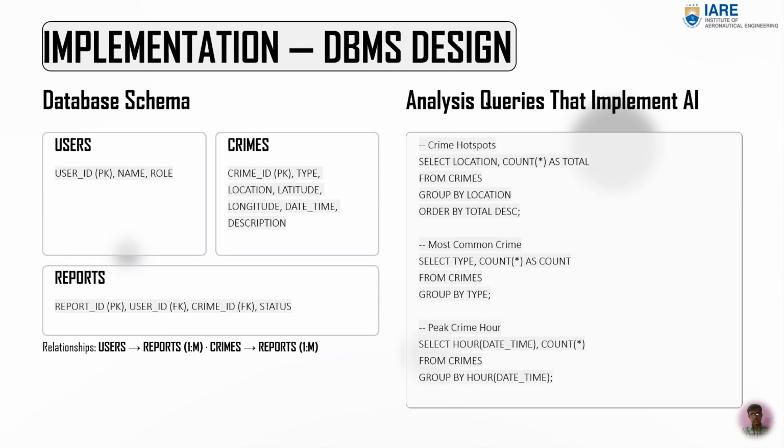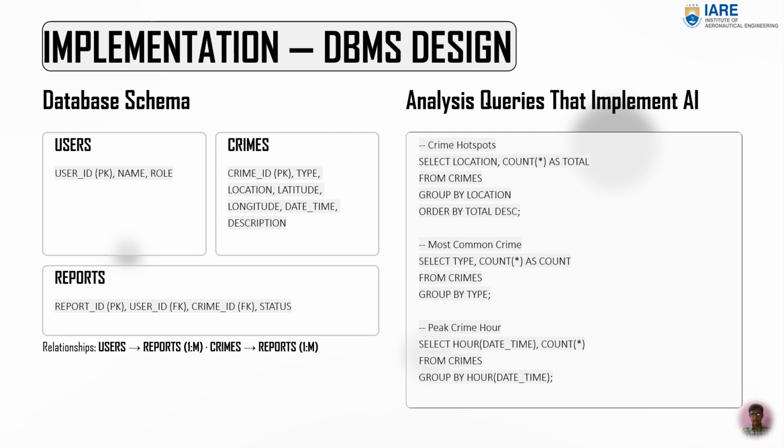Now let's go through the implementation, the DBMS design. The database schema is divided into three sections: the users table, with user ID, name, role; the crimes table, with crime ID, crime type, location, latitude, longitude, date, time, description; and the reports table, with report ID, user ID, crime ID, and status. These are the primary elements of the database schema.